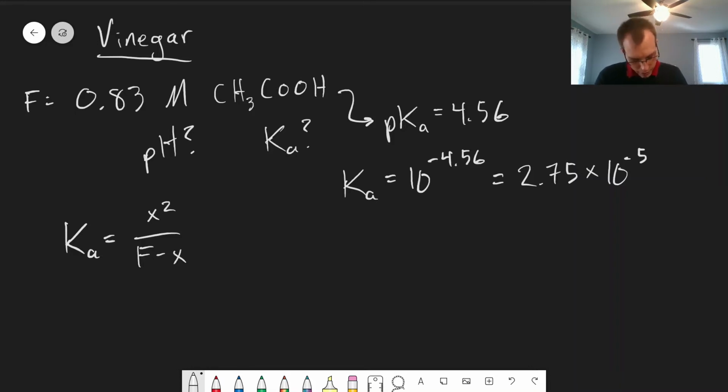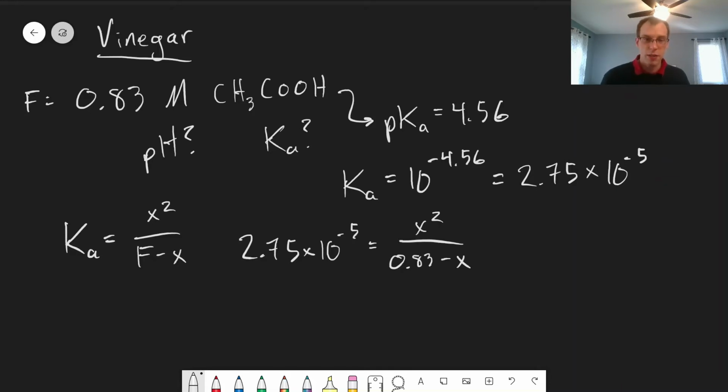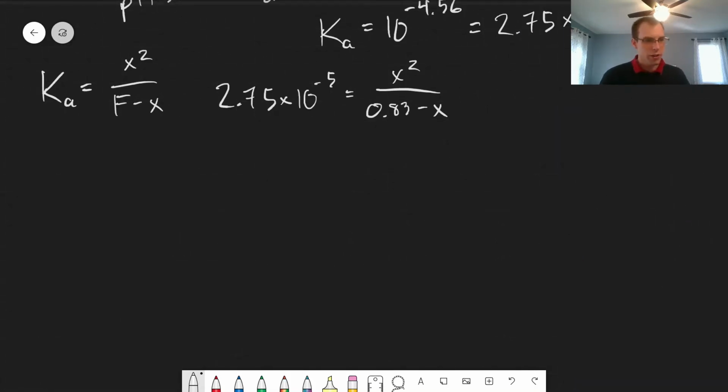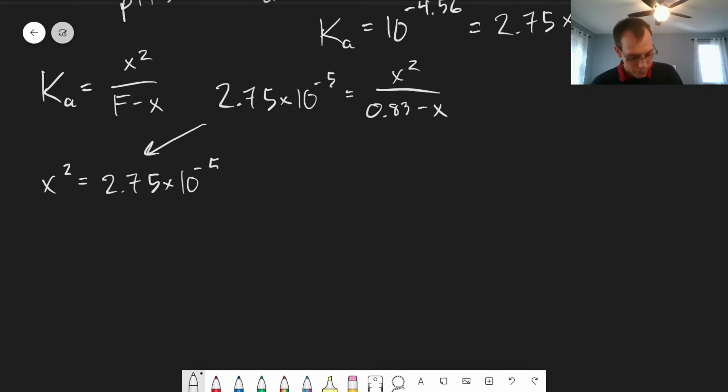So now we can just plug in our values, right? We have 2.75 times 10 to the minus 5 is equal to x squared over 0.83 minus x. And we'll go ahead and solve this using the quadratic formula. So I'll do this the long way. You can also, of course, use a solver on your calculator or something like that. But we can just rearrange this mathematically. We have x squared is equal to 2.75 times 10 to the minus 5 times 0.83 minus x. Then we can expand that out.